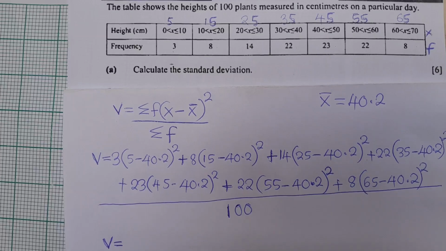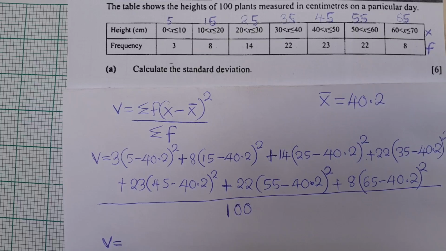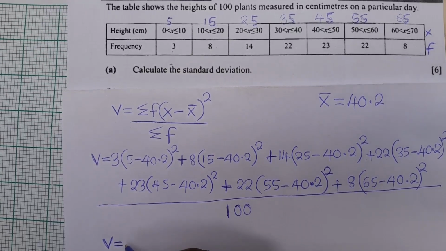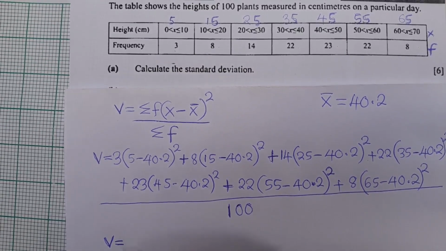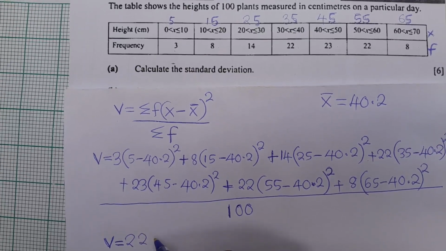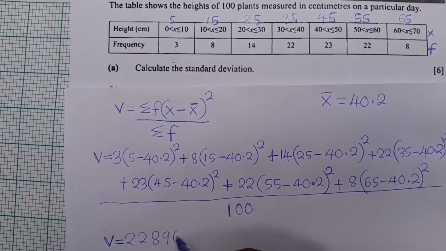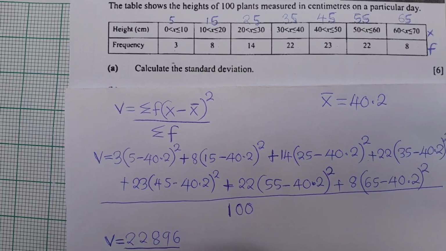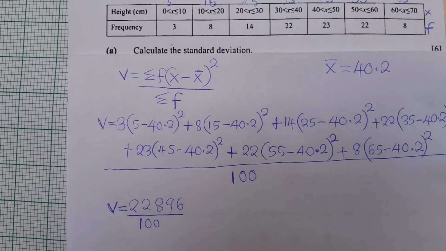So I say plus, so I'm going to continue with this. I just continue. I say plus. Plus what? Plus 8, open bracket, 65 minus 40.2 cross, then squared. I've got a squared there. What is the answer? The answer that I'm getting is 22896. This same answer, you divide it by what? 100. You divide it by 100.